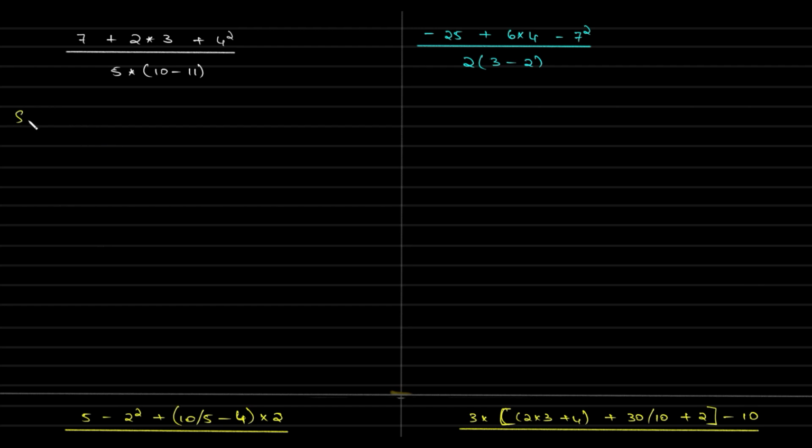Here again we have a fraction. Do the numerator separately and denominator separately. So numerator we have 7 plus 2 into 3 plus 4 square. When we apply Bodmas over here, the square has to be done first because there is no bracket. So we have 7 plus 2 into 3 plus 16.